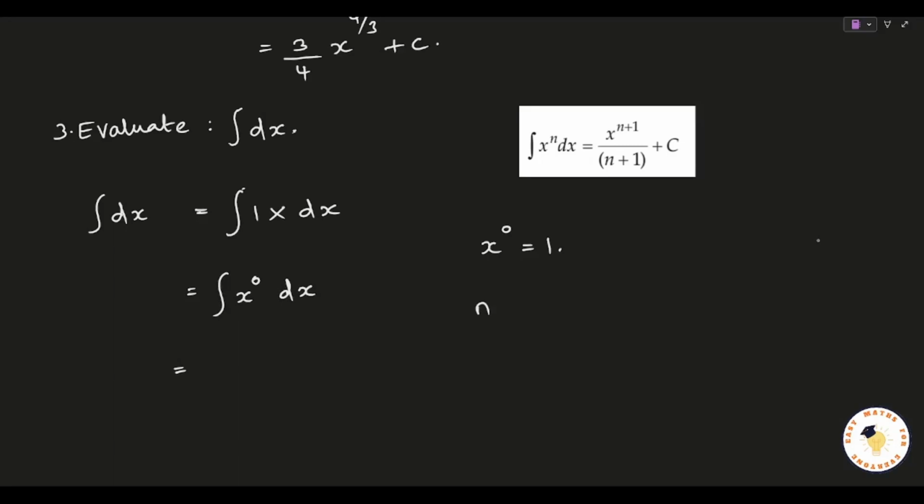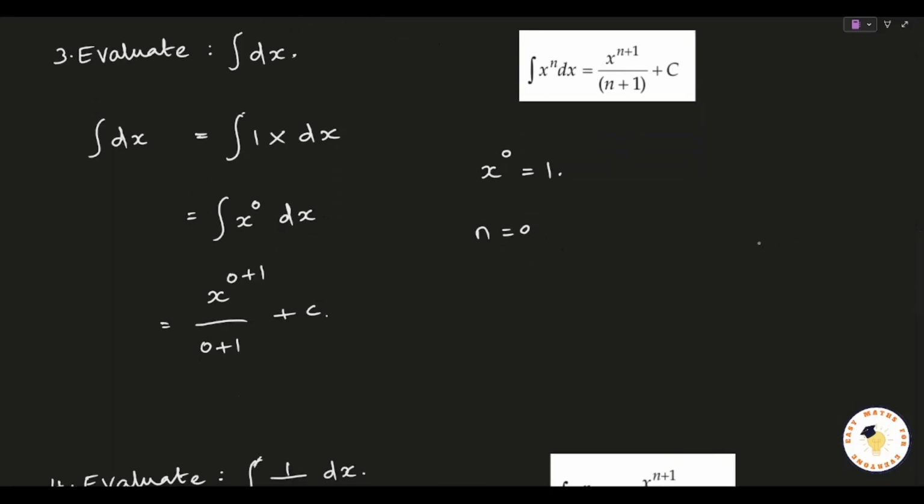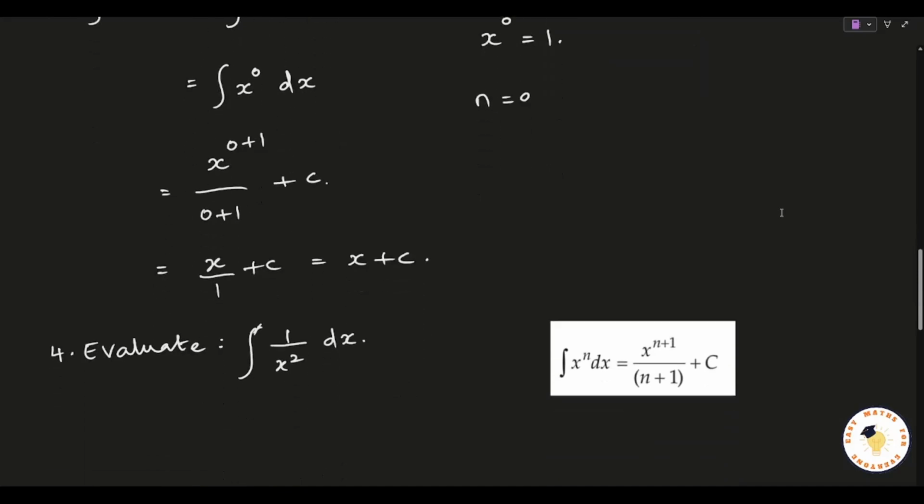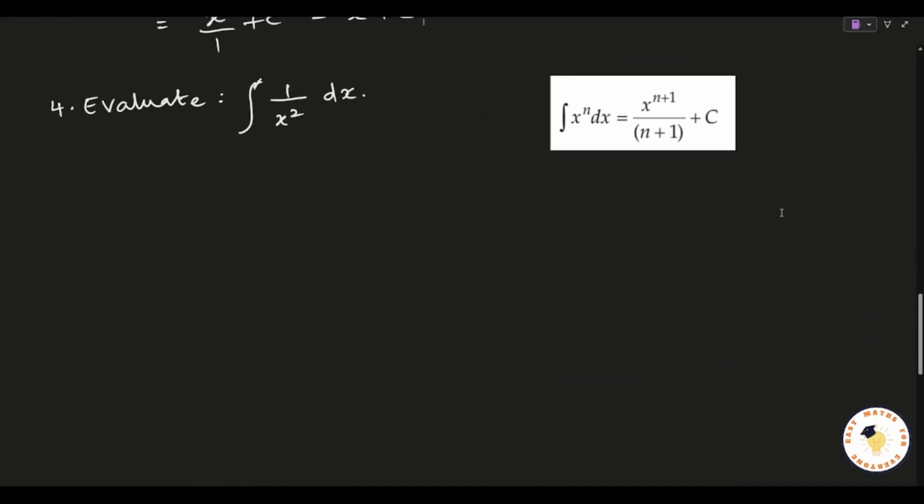So, you can compare the given thing and the formula. So, we have n equal to 0 in here. So, using the formula, we get x power 0 plus 1 by 0 plus 1 plus c. And this can be further simplified as x by 1 plus c, which is just x plus c. Let us take the next sum.